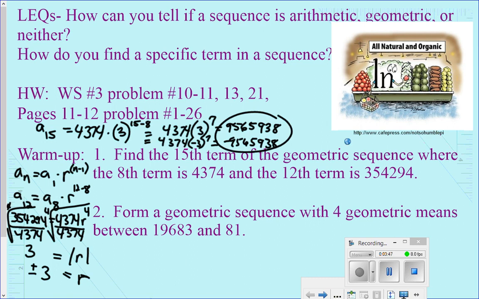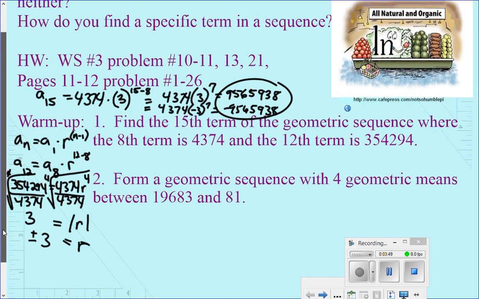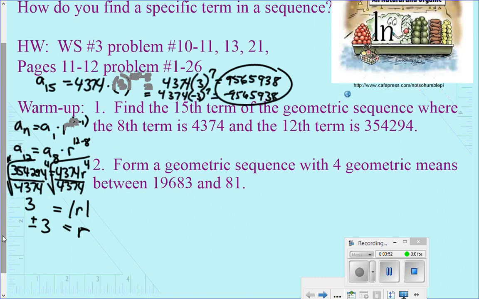Okay, number 2, form a geometric sequence with 4 geometric means between 19,683 and 81. Well, I need to start with 19,683, and then there's 4 geometric means, and then 81. So we learned yesterday that if there were an odd number of blanks in between those 2, we would be able to take the geometric mean and find the middle term. However, unfortunately, there's no middle term here because there's an even number of blanks. So we can't use that approach. So instead, we're going to have to figure out placement here.